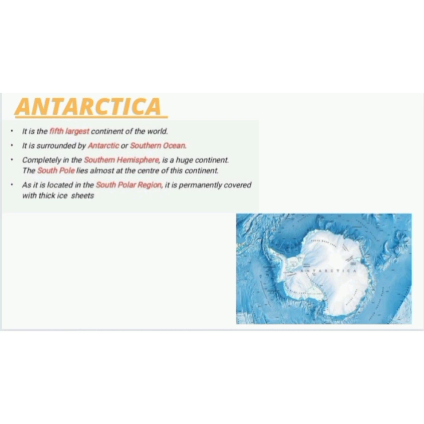Now we will study about Antarctica. So Antarctica is the fifth largest continent of the world. It is surrounded by the Antarctic or Southern Ocean. It lies completely in the southern hemisphere and it is a huge continent. The South Pole lies almost at the center of this continent. As it is located in the southern polar region, it is permanently covered with thick ice sheets.